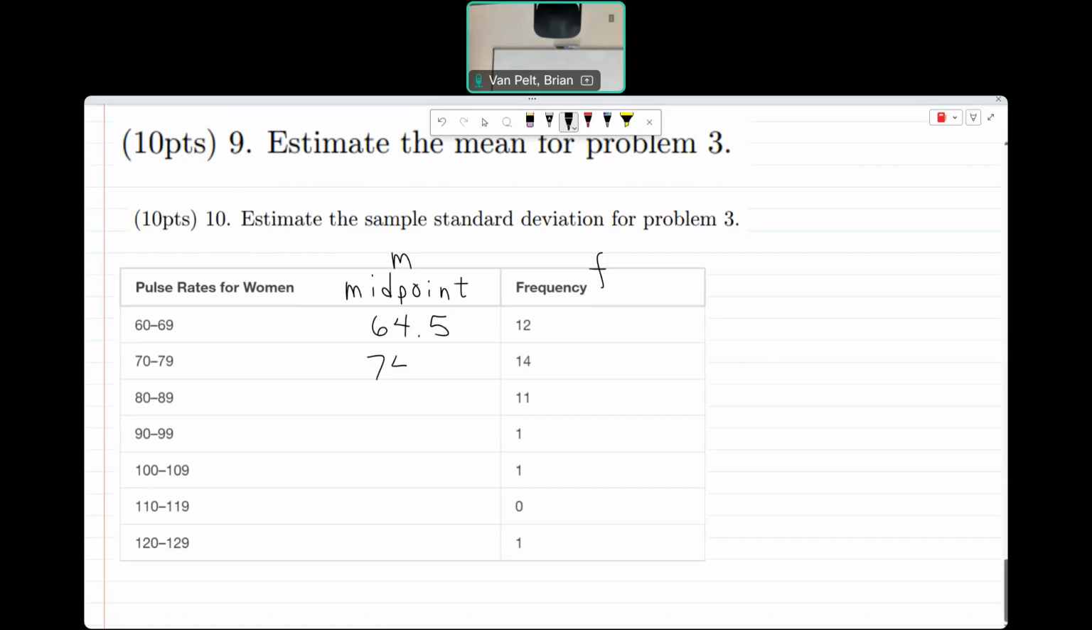74.5, 84.5, 94.5. Get the idea, I think. 104.5, 114.5. These are the numbers. And then from here on out, you can just plug these into your calculator in your data and get both of the answers that it's looking for.